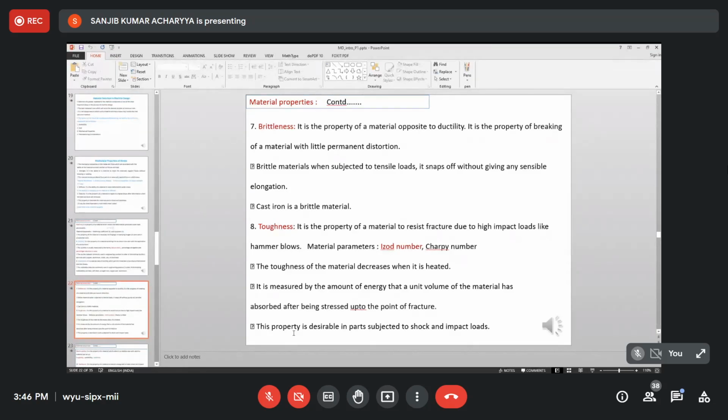Brittleness. Brittleness is the counter or reverse of ductility. If a material doesn't allow plastic deformation before failure, then the material is brittle.